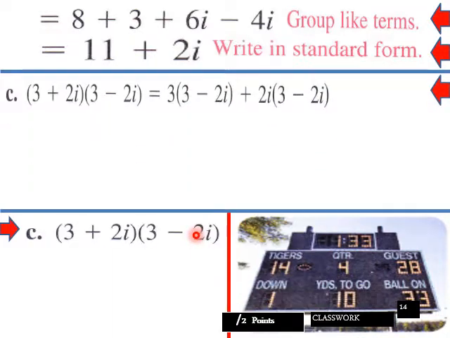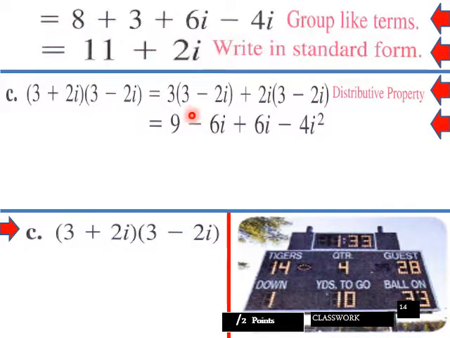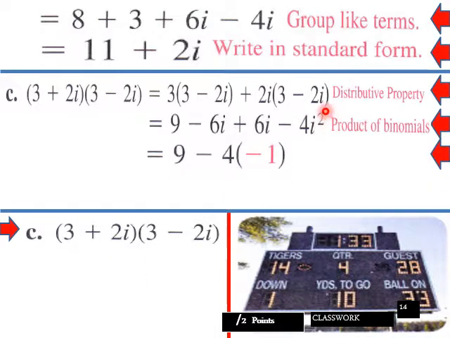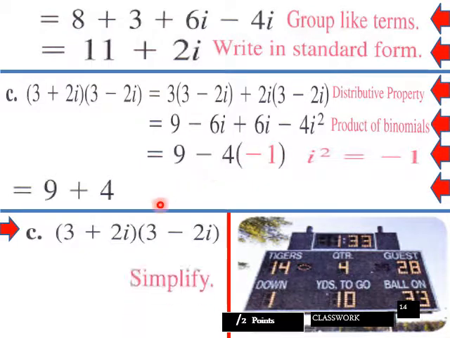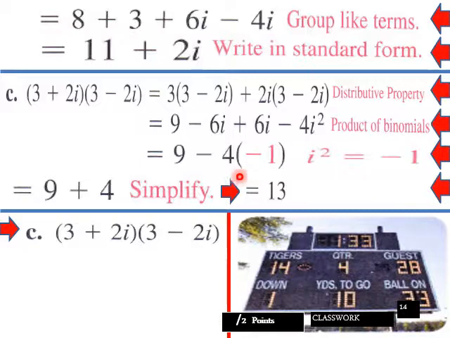Then we have c here, again we get to FOIL that. We're going to multiply by using the distributive property, and then we come up with this sum down here. Now our i squared is going to become negative 1, and then we continue to combine like terms, 9 plus 4, and then that's our simplification of that. So this all becomes 13, written in standard form.